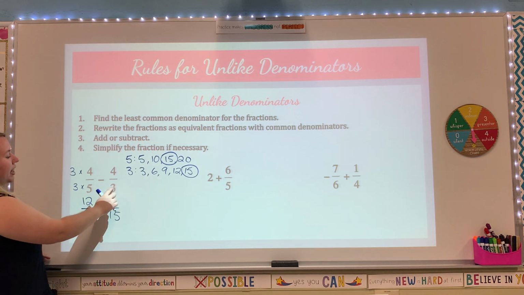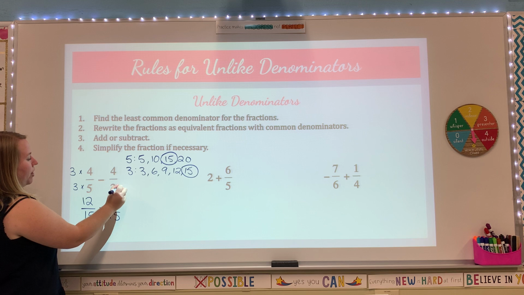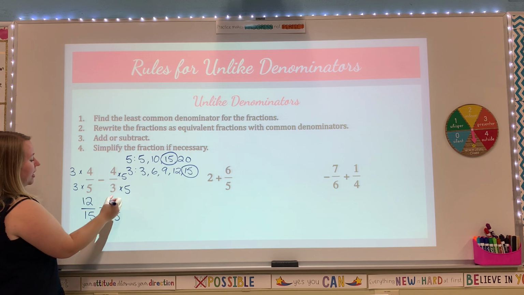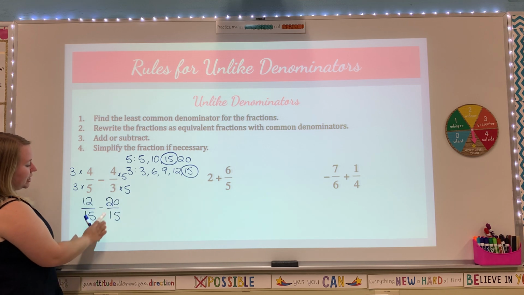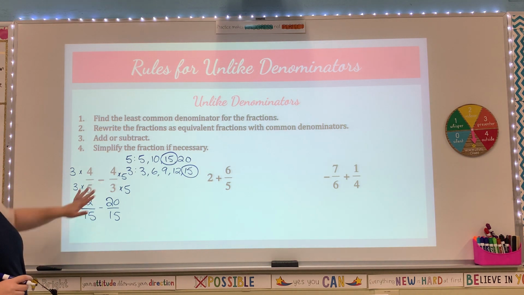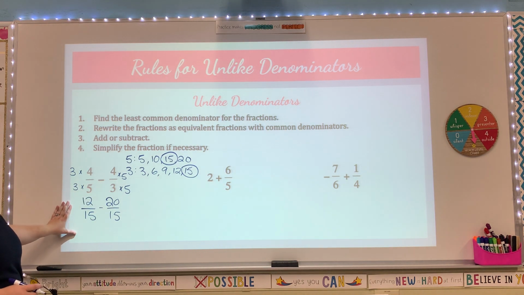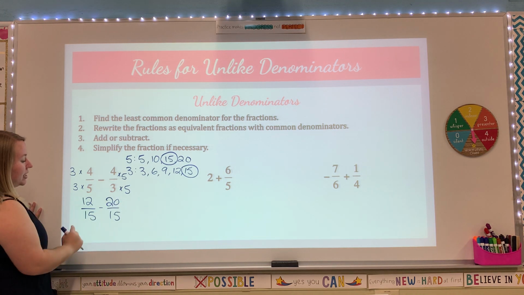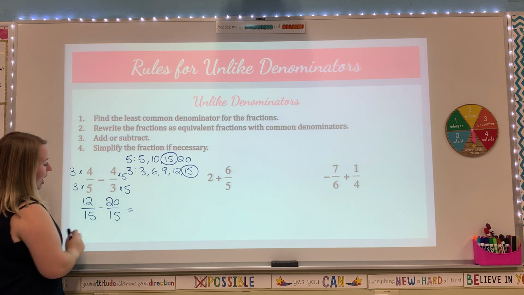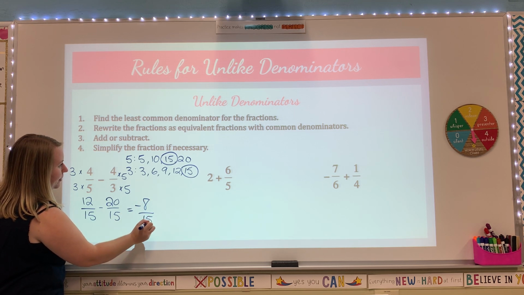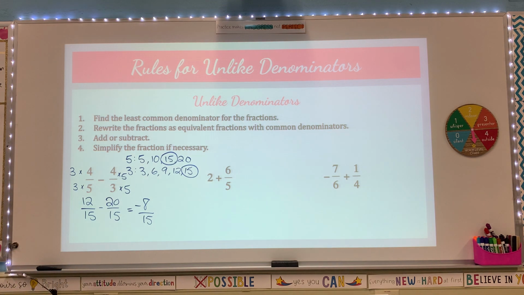Okay? Over here, to get from 3 to 15, we have to multiply by 5. So we're going to multiply the 4 by 5. 4 times 5 gives us 20. 20/15 is the equivalent fraction for 4/3. Now we can go ahead and solve this like we normally would. Now I have 12 minus 20, and we get negative 8 over 15. Okay?